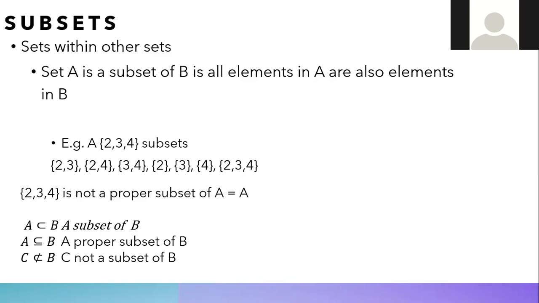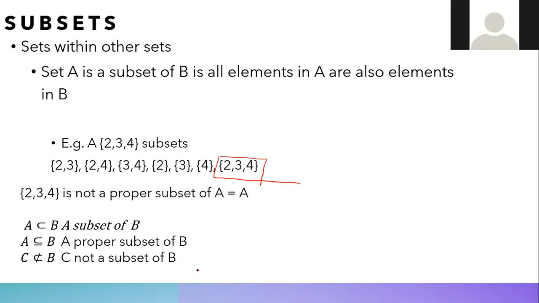Now, {2, 3, 4} actually has a different name and terminology, because {2, 3, 4} is the same as the original set. So we say it is not a proper subset of A, because it equals A. It's not actually a proper subset of A.